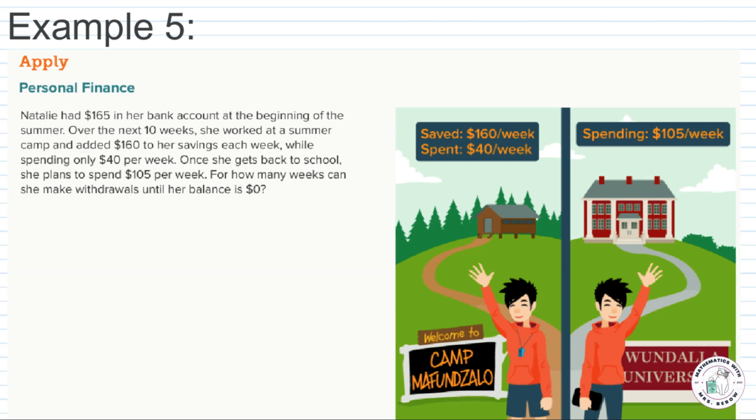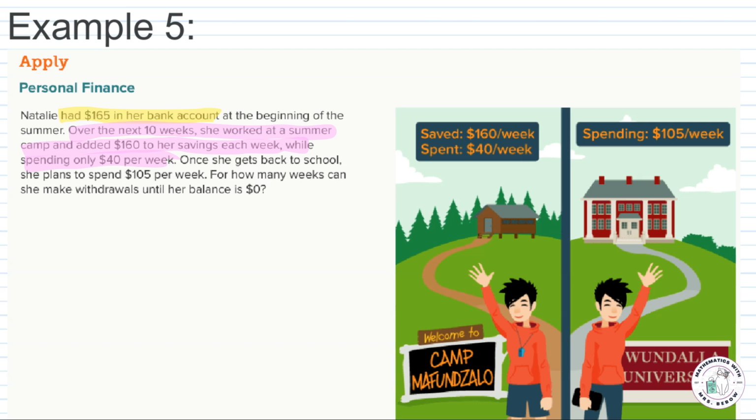So there's a lot of information going on in this story problem. The first thing that I see here is that she has $165 in her bank account at the beginning of the summer. And then she's working at a summer camp and adding $160 to her savings account each week and only spending $40 per week. So for this next piece, that's going to be our first step to really helping us figure out how much money she actually has to spend while she's back at school. So I'm just going to write it on top of this picture here that we have for this story problem.